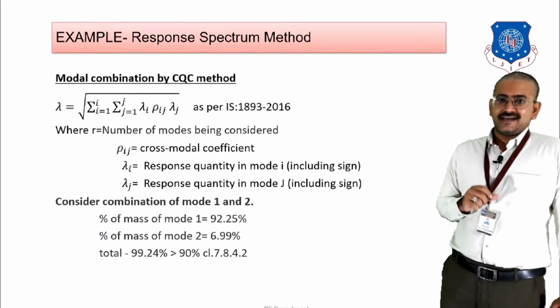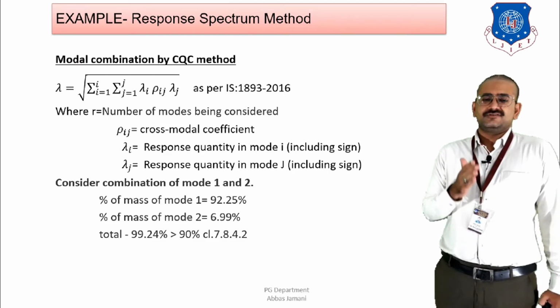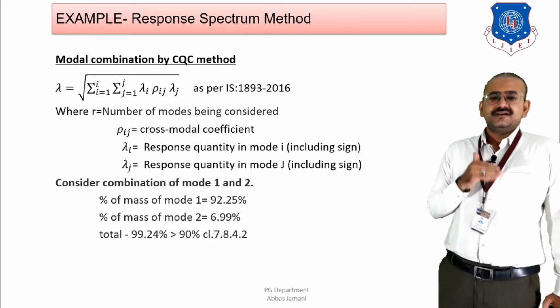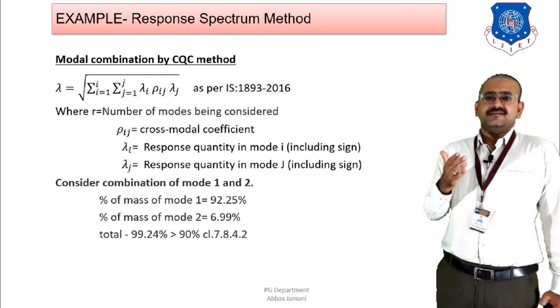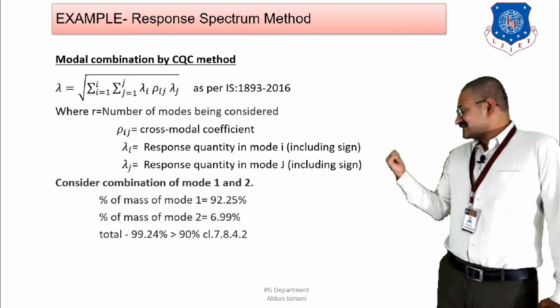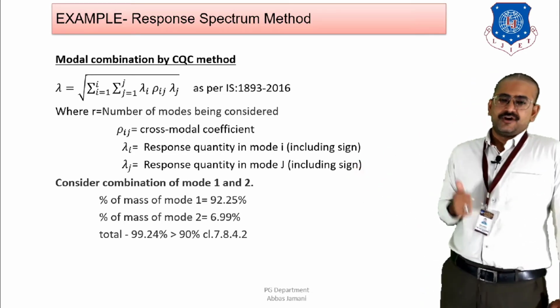Now once this data is available to you, or you reach this particular stage in the problem when you are doing the solution based on the SR, that is the response spectrum method, then the fourth step that comes is the calculation of storey shear based on the combined modes. And for that, one of the methods that is suggested by IS 1893 is the CQC method. So what is the CQC method?